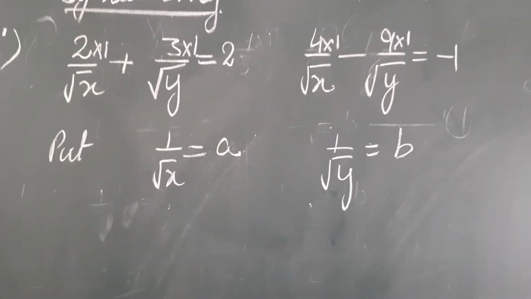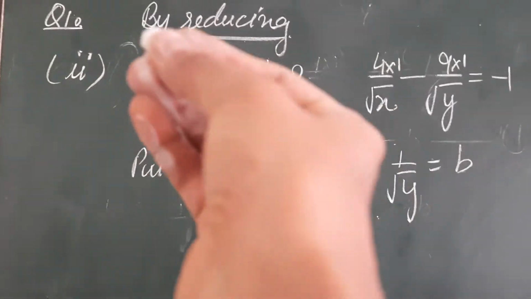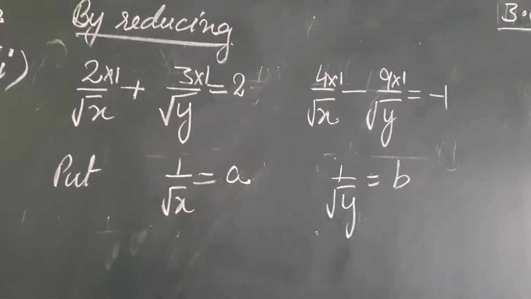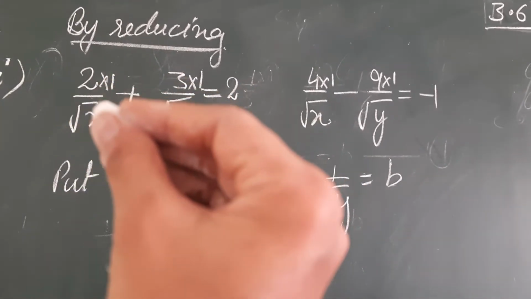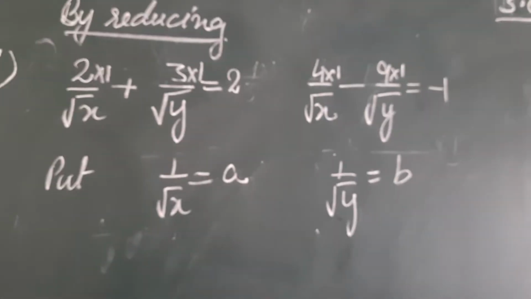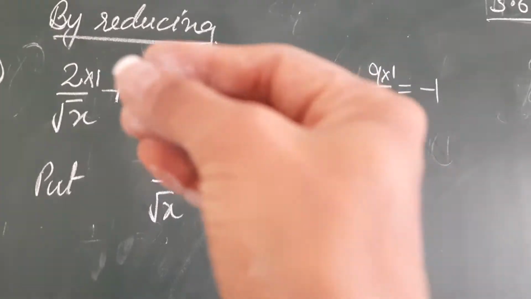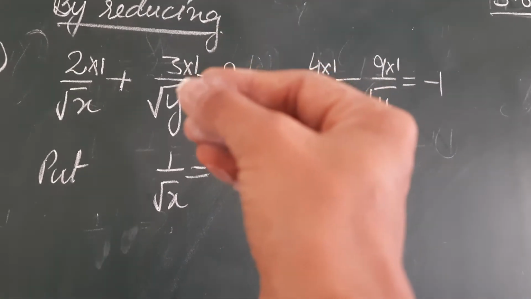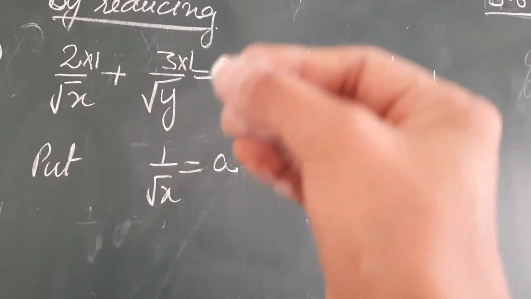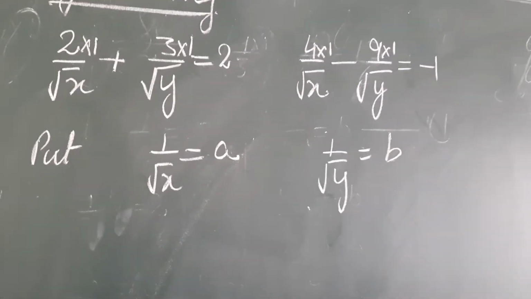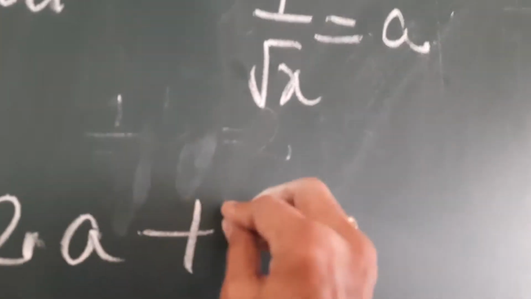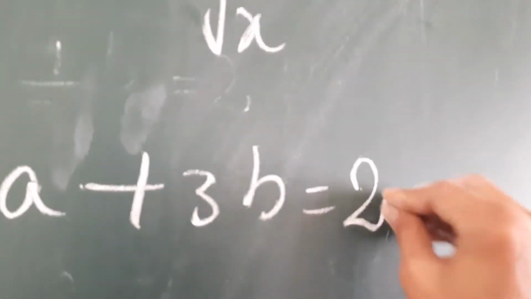So start putting the values in this. So remaining things will remain same in the equation. So if 2 is there in the numerator, we'll write it in the numerator, right? And in place of 1 by root x, we'll write a. If 3 is in the numerator, we'll place it in the numerator, and 1 by root y will be written as b. So we'll write 2a plus 3b is equal to 2.